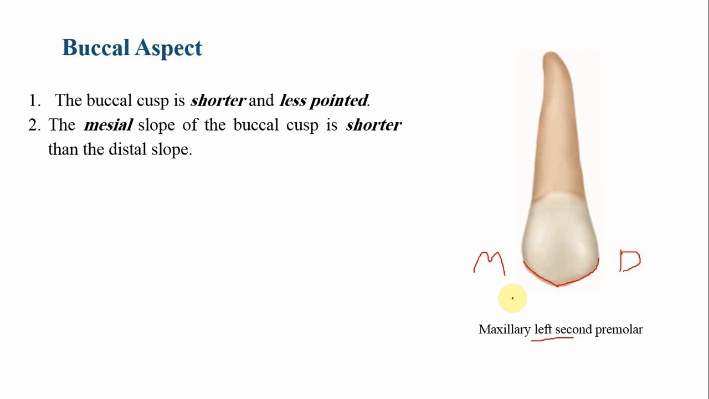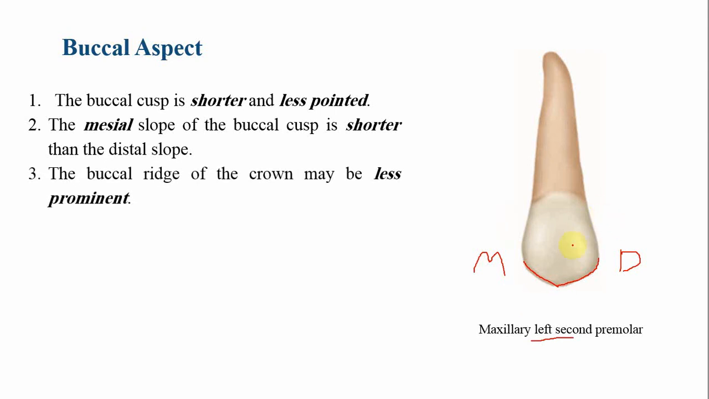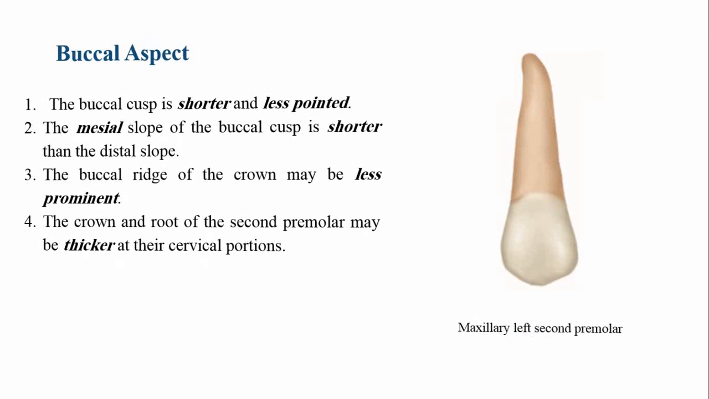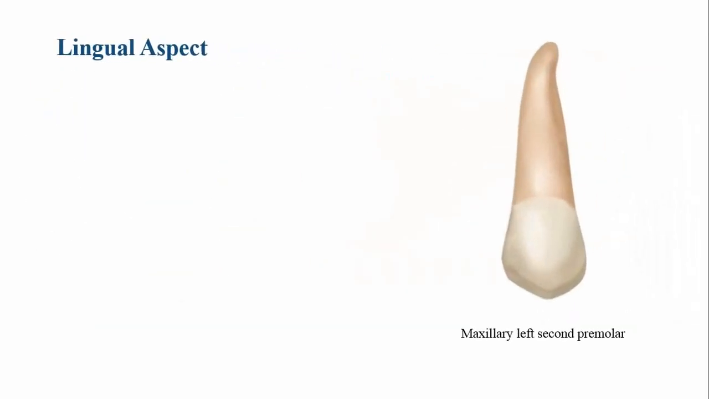maxillary first premolar. The buccal ridge of the crown is less prominent, as you can notice here, than that of the first premolar. The crown and the root near the cervical portion are thicker. This portion, the crown and root, is thicker in this tooth compared with the maxillary first premolar. From the lingual aspect, only very small differences can be found between these two teeth.